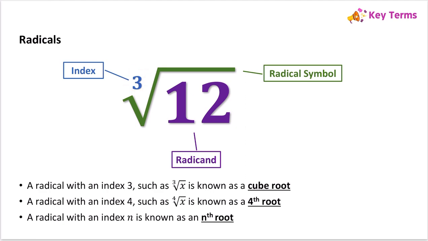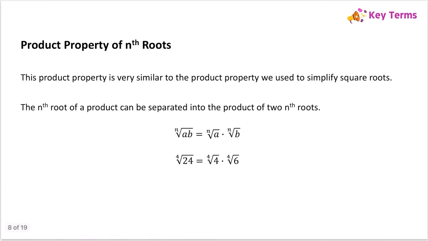So interestingly enough, we have a product property for nth roots, just like we have a product property for square roots. This is going to allow us to simplify because we can separate a product. Like the fourth root of 24, we can rewrite it as the fourth root of 4 times the fourth root of 6. So what's our strategy to go about simplifying?